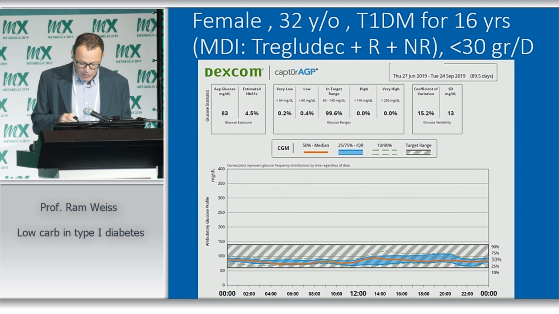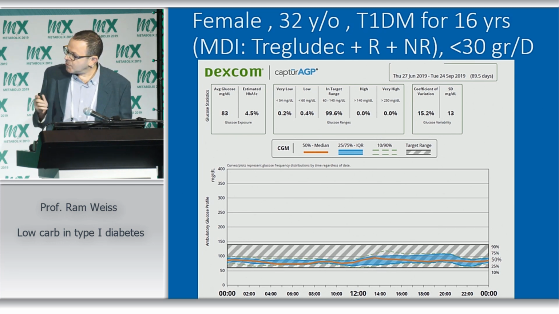This is an output of a Dexcom sensor. This is a female, she's 32 years old. She has had type 1 diabetes for 16 years. She's on multiple daily injections, uses Tresiba as a basal, and uses an analog for meals. And she eats less than 30 grams a day. That's a very low carb diet.